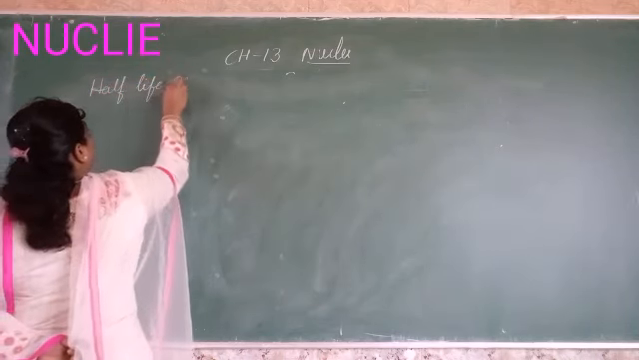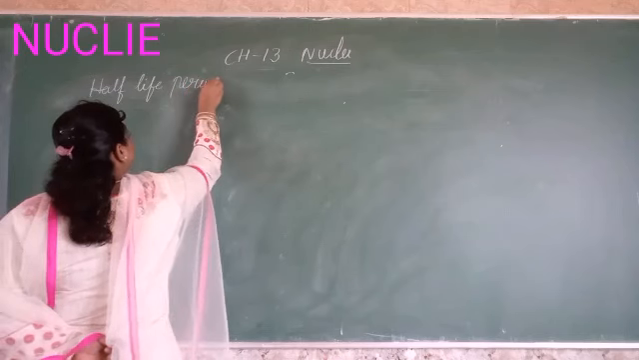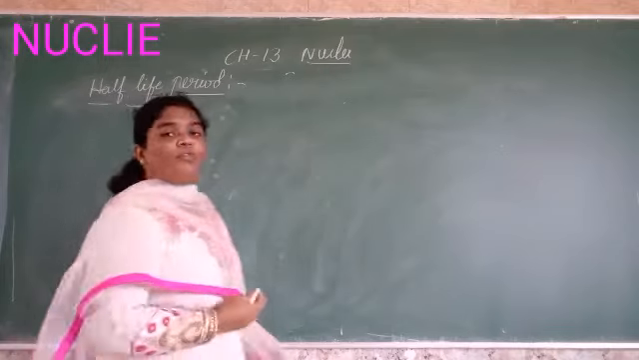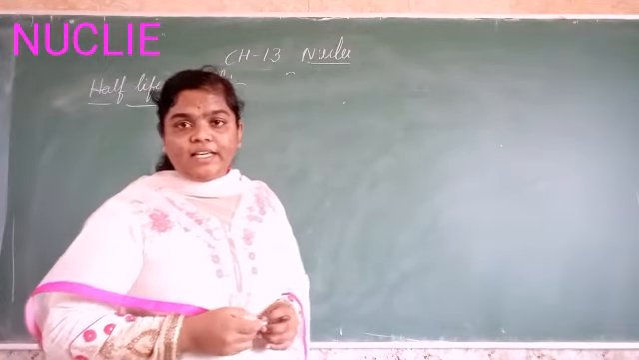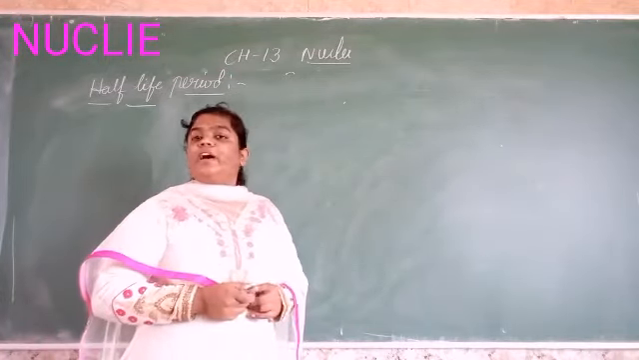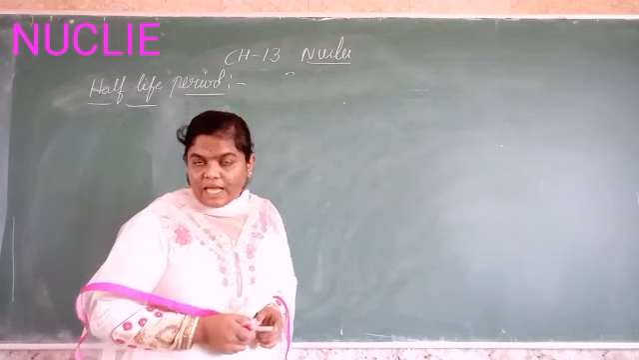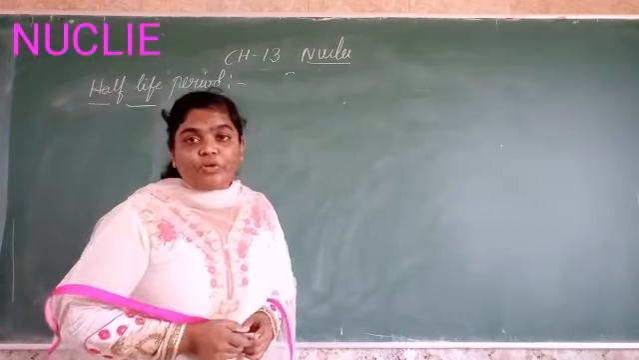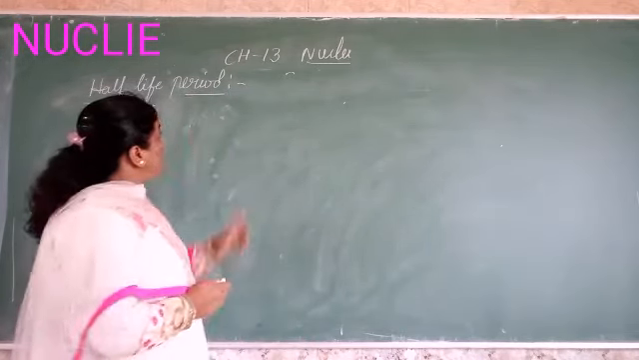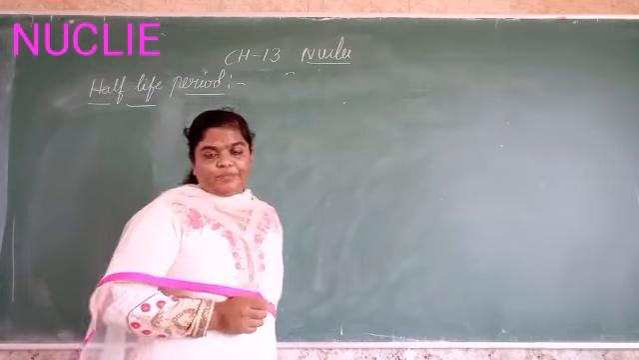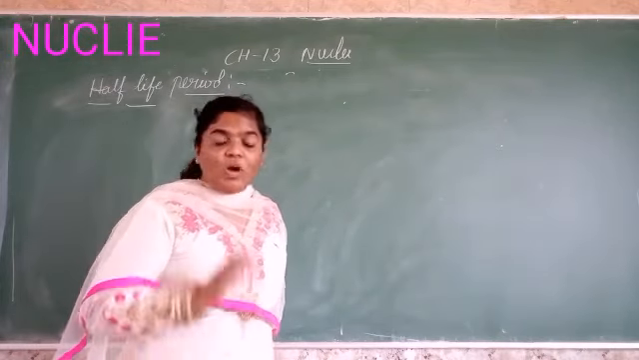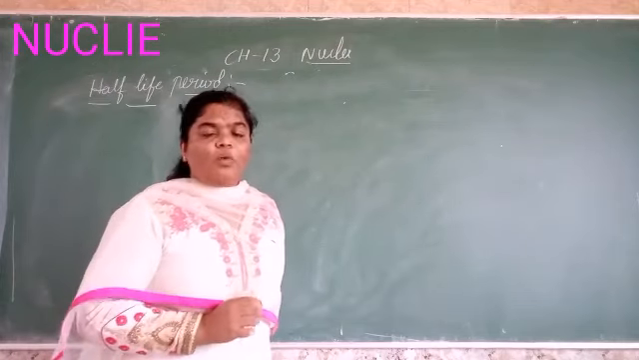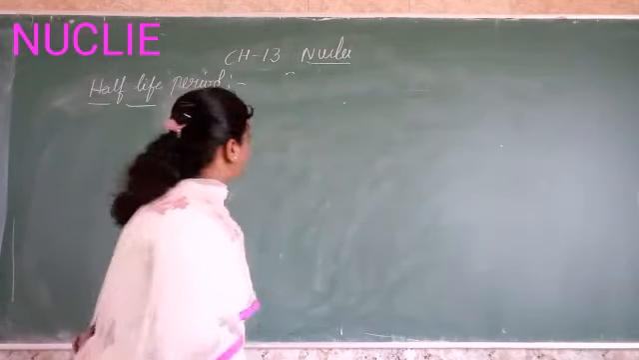Half-life period. So now what is meant by half-life period? The time taken by the radioactive sample to disintegrate 50% of the sample is called the half-life period. So the time taken for a radioactive sample to disintegrate to half is what we call the half-life period.